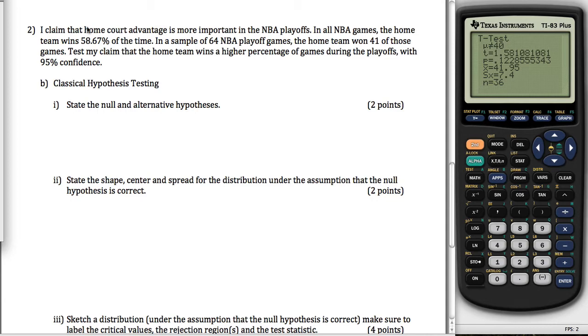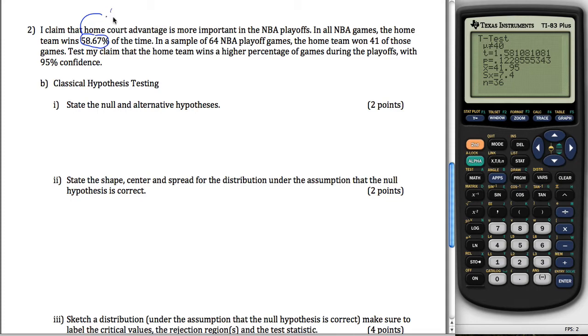Now we're still talking about basketball. I claim that home court advantage is more important. That's key. We're going to be doing a one-tailed test here. In all NBA games, so we're talking about the population here, the home team wins 58.67% of the time.